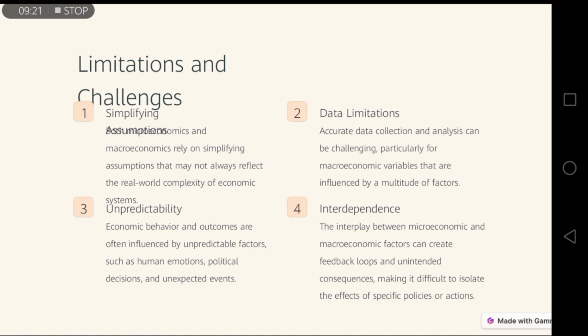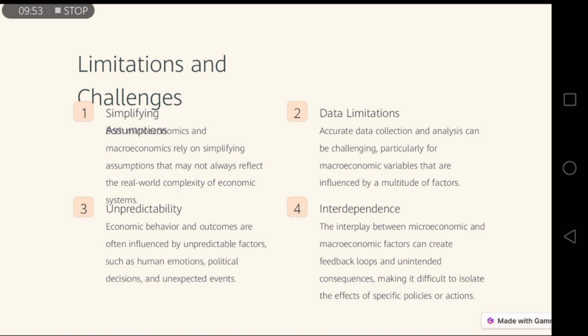Second one is data limitation. Accurate data collection and analysis can be challenging, particularly for macroeconomic variables influenced by a multitude of factors. We can get data from different credible websites, like the World Health Organization or UNICEF, etc. But they cannot always be accurate, because the conditions are always changing, and those conditions are influenced by several different sectors and several other assumptions as well.